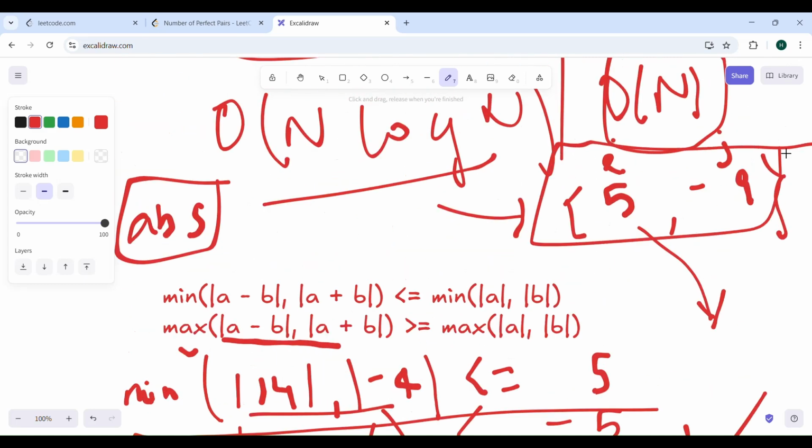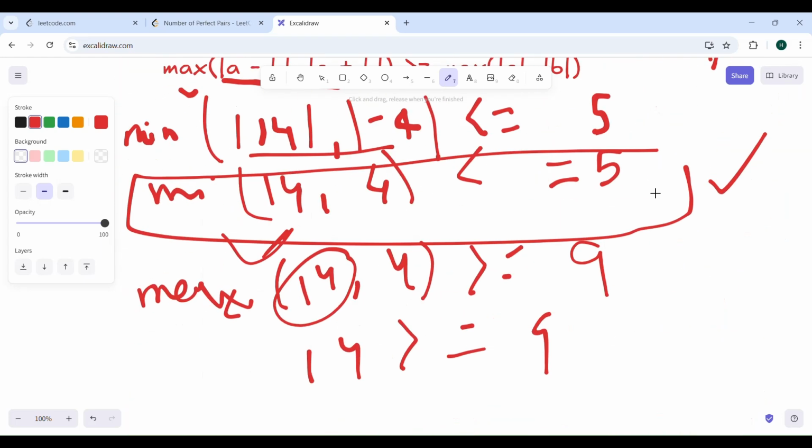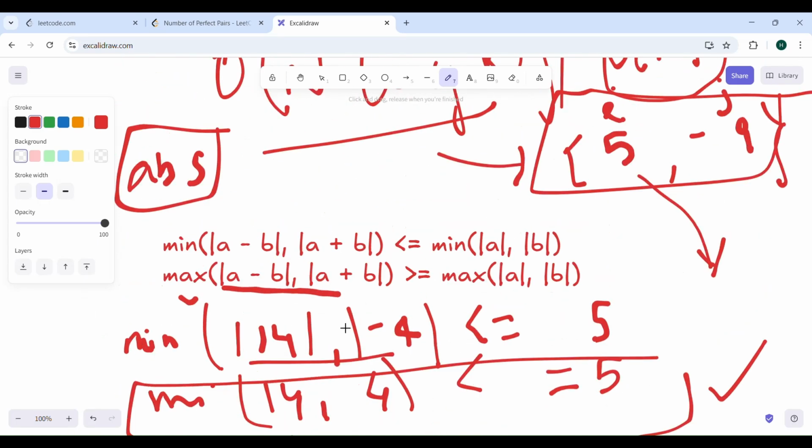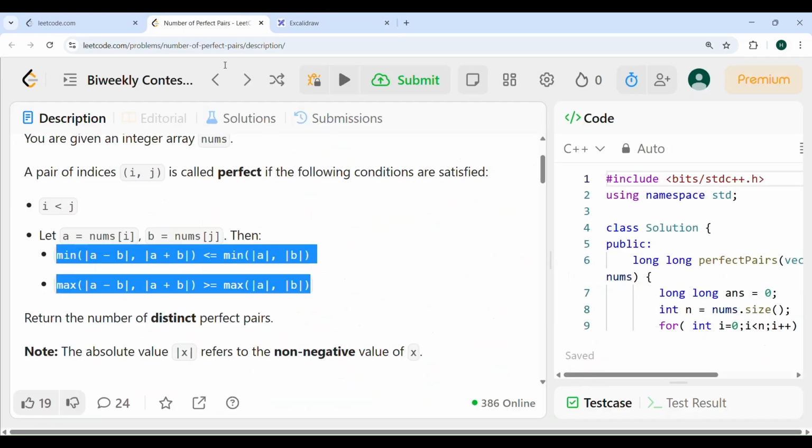Okay, so now the point which I made is to do abs, right? What does this mean? This will make my array, or the pairs or the values which we are having, look like 5 comma 9, right? So if I have a pair 5 comma 9, now let's again look at these two equations.